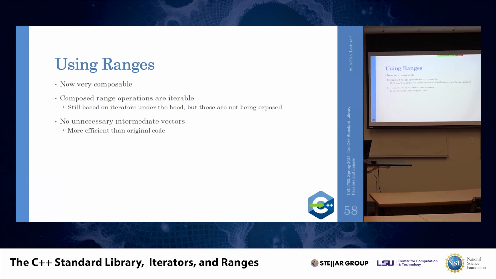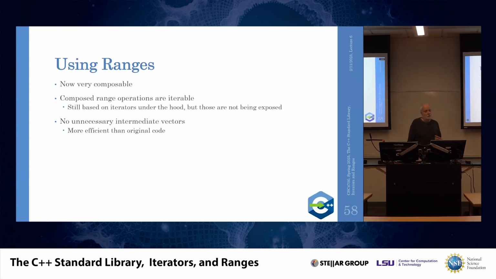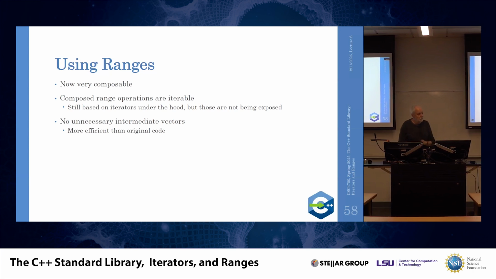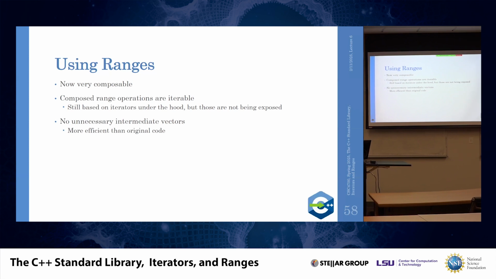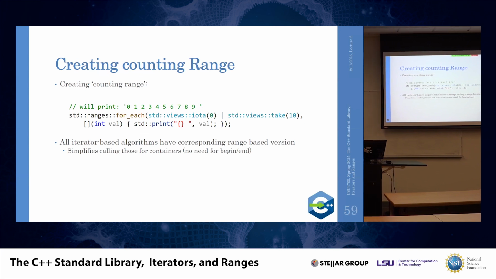The ranges are still iteratable, still based on iterators under the hood, but those are not exposed. And no intermediate unnecessary values have to be stored because everything is generated on the fly while you are iterating over it.